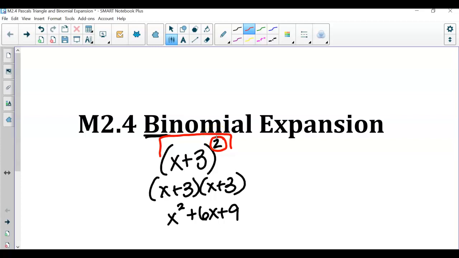But what if now you have a higher exponent than 2? What if you had x plus 3 but to the fourth power? So instead of having to go through and multiply over and over, we're going to use Pascal's triangle.